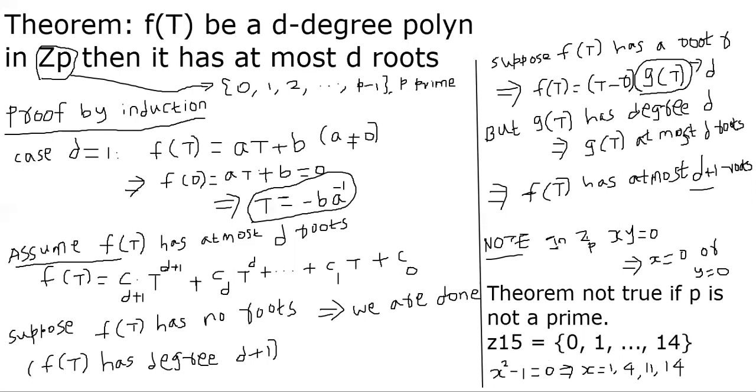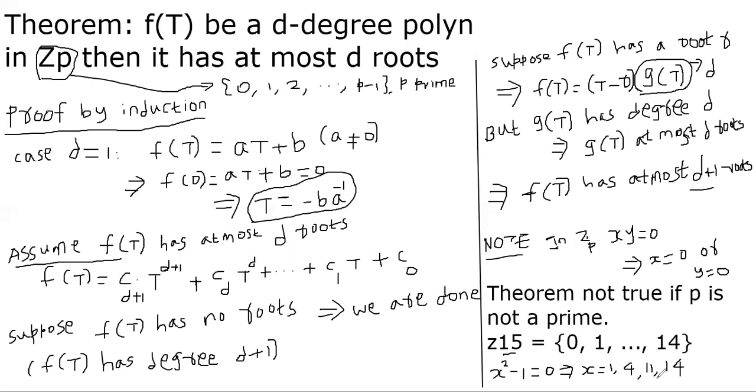Consider this polynomial, x squared minus 1. If you want to find the roots of this polynomial, you can see here there are 4 roots. If you put x equal to 1, it will satisfy. x equal to 4 will also satisfy, because 4 squared is 16. 16 minus 1 is 15. 15 mod 15 is 0. Everything is in mod 15 in this case, right?